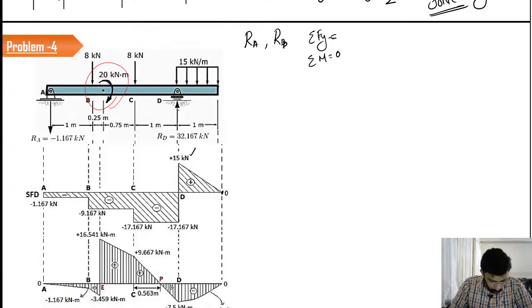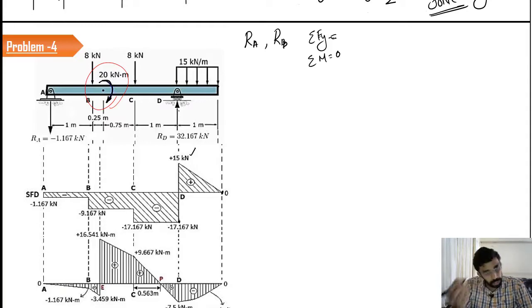So suddenly this point load, this reaction, came into the picture. So you can expect a step-like variation. When you include this 32.167, the load is going to change from plus 15 minus 32.167. It is going to get the value of minus 17.167 kilonewton. So between the section CD, this is going to be the same.